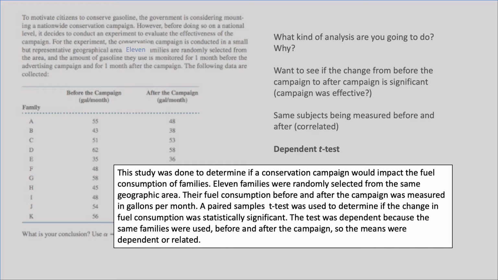This study was done to determine if a conservation campaign would impact the fuel consumption of families. 11 families were randomly selected from the same geographic area. Their fuel consumption before and after the campaign was measured in gallons per month. A paired samples t-test was used to determine if the change in fuel consumption was statistically significant. The test was dependent because the same families were used before and after the campaign, so the means were dependent or related.